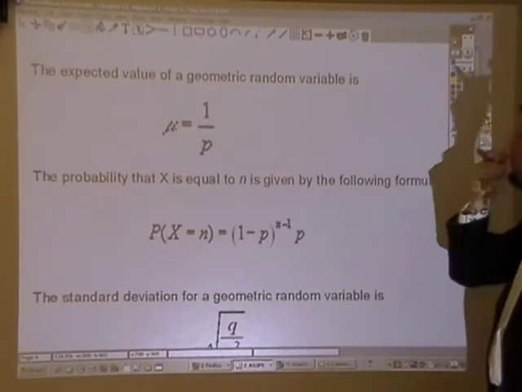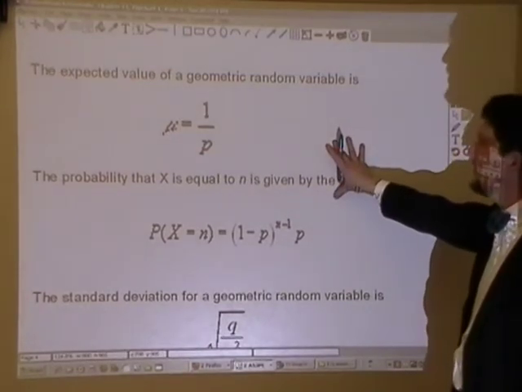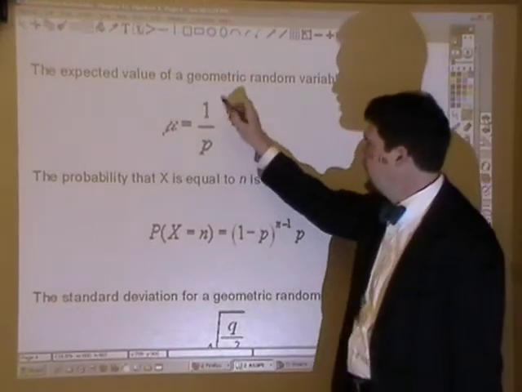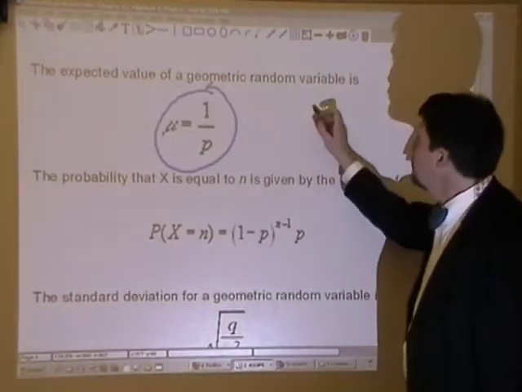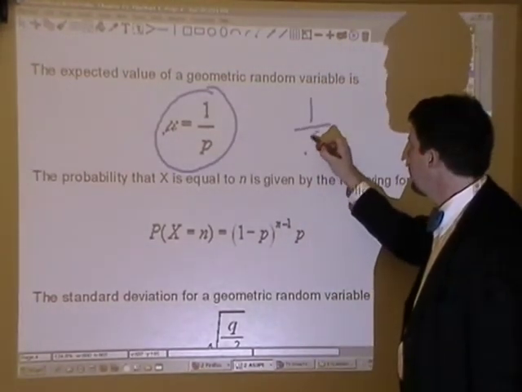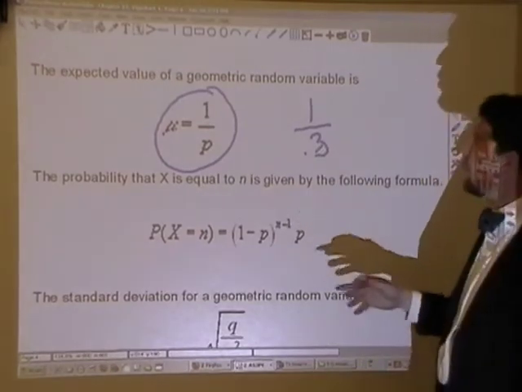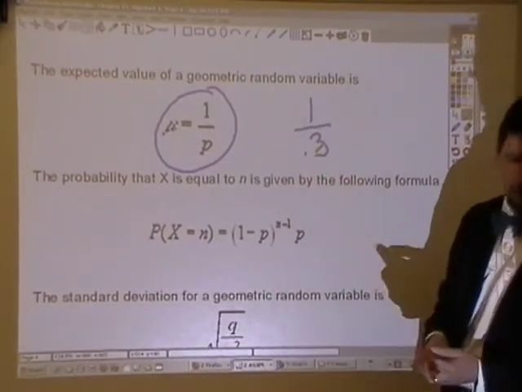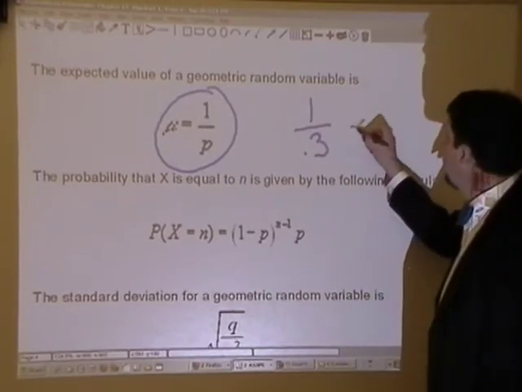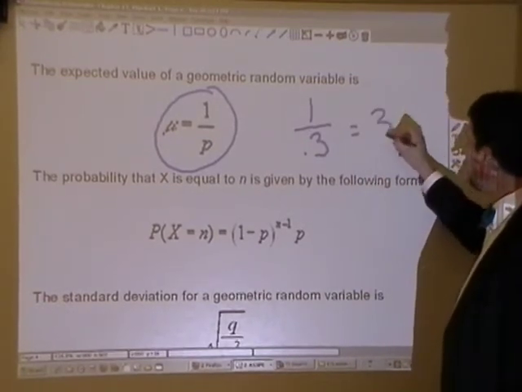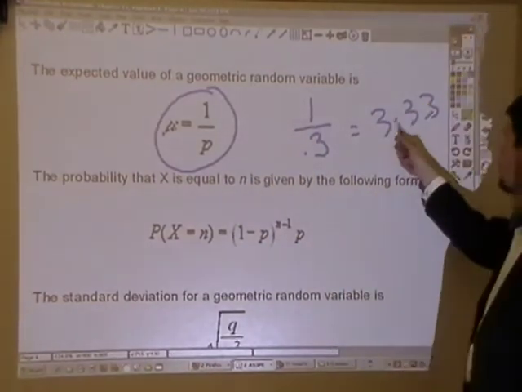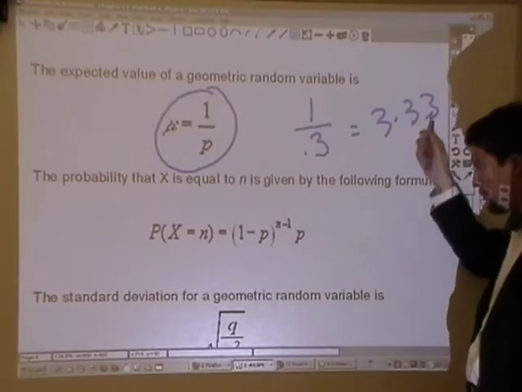The expected value of a geometric random variable, the formula here says, is 1 over p, which in our situation would be 1 over 0.3. How long should I expect to have to go until I get my first blue M&M? That would be 1 over 0.3, which is 3.33. If I did this a bunch of times, it would on average take me 3.33 tries, okay?